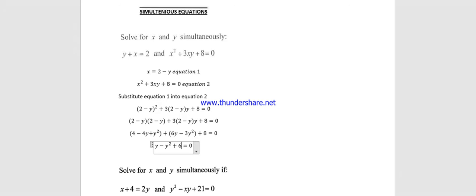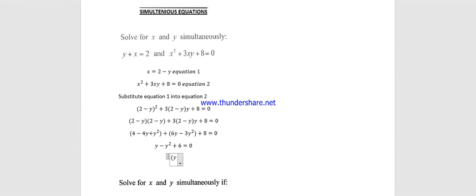So now we solve this. What are the multiples of 6 which, when I add them, give me negative 1? That is going to be positive 2 and negative 3. So now I know how I am going to factorize this one. Now it's going to be a negative 3 and a positive 2.